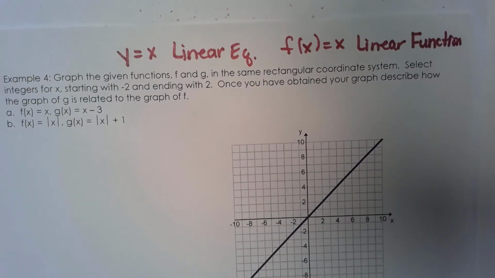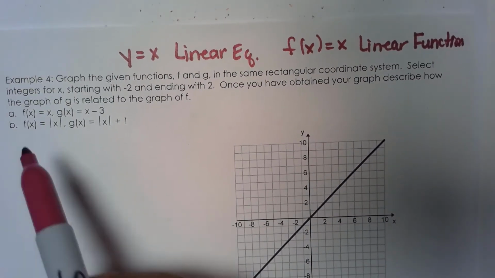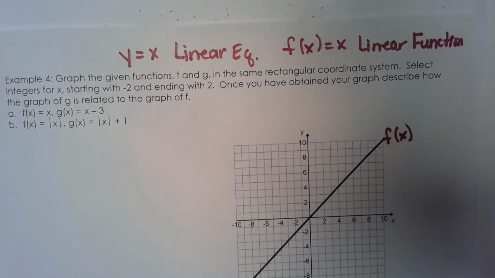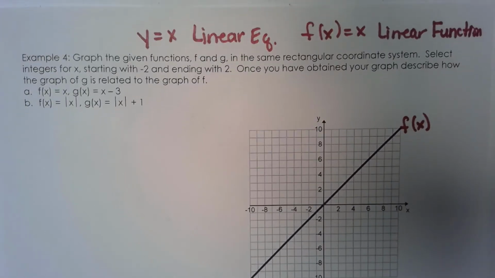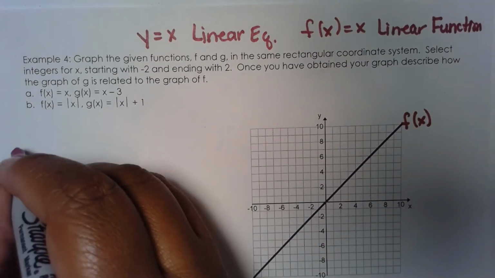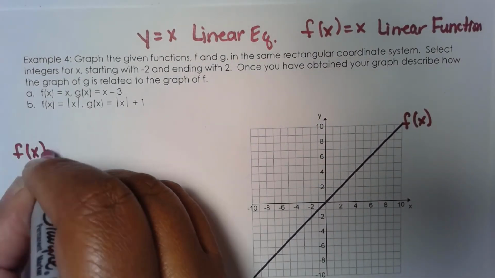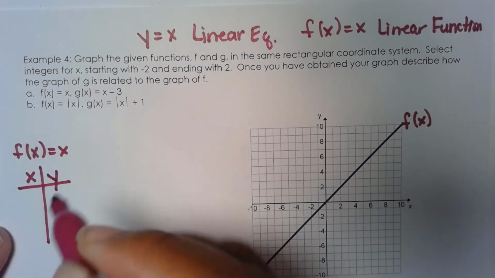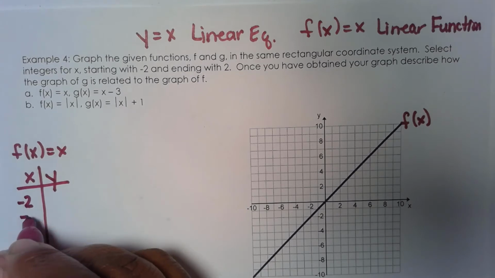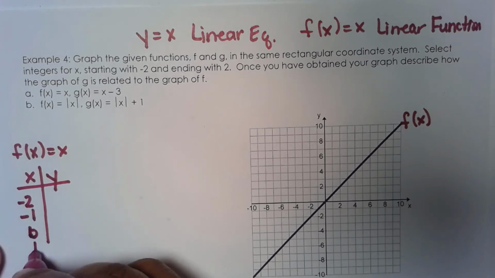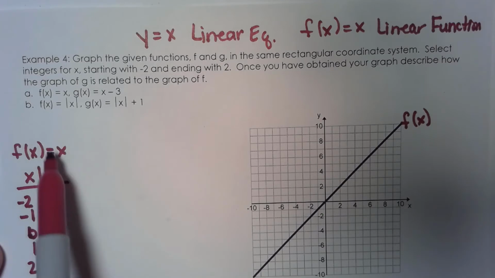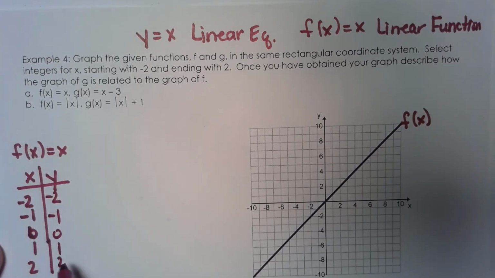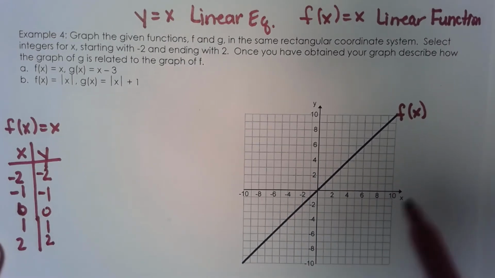So what I did here, especially to save time, I graphed the f of x function for you. That's been graphed. It says here we would create a table. Here's our f of x equals x. We created an xy table from -2 to +2, and we plug values in for x and plot. So the f of x is given.